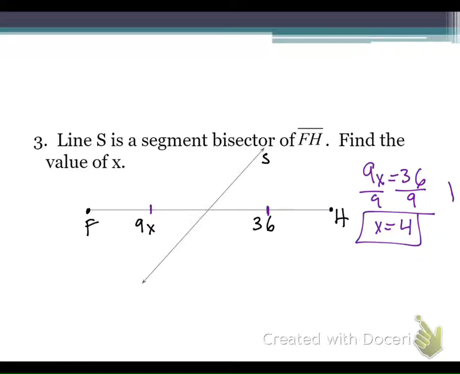And again, we can double check this. You can plug 4 in here. 4 times 9 is going to be 36. And we find that's going to be 36. It does not ask for it. But if I wanted to find the total length of FH, how could I do that? Add? What am I adding? 36 plus? 36 plus 36. So my total length of the segment would be? 72. Nice job.